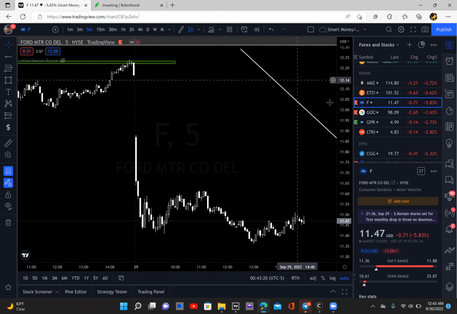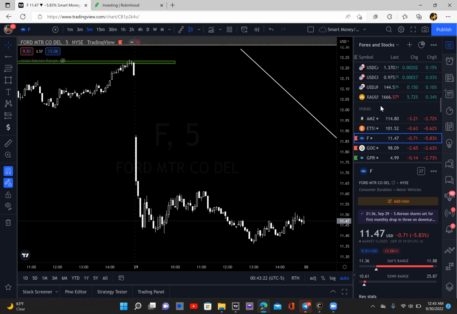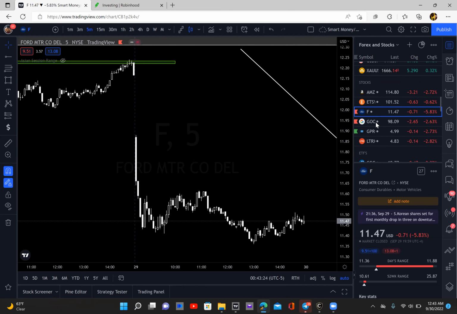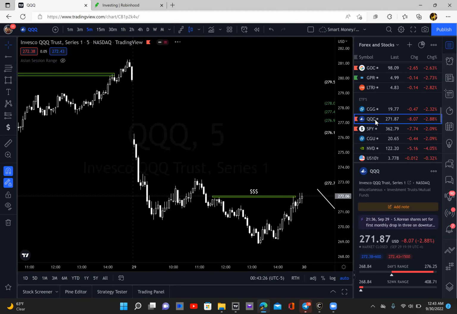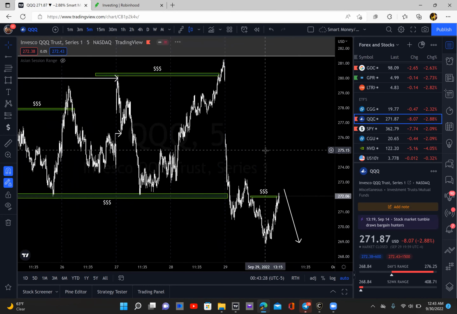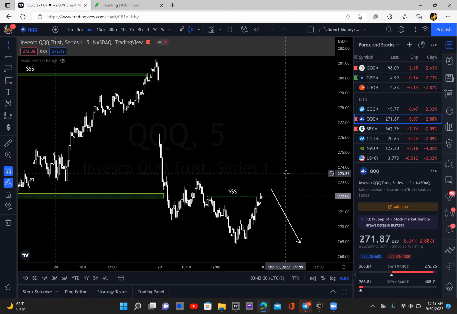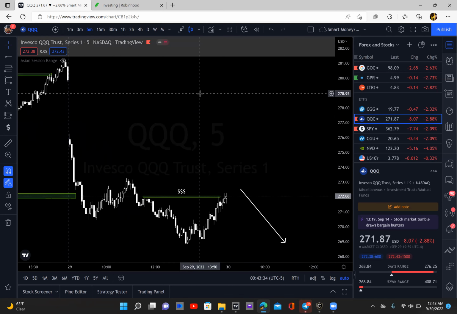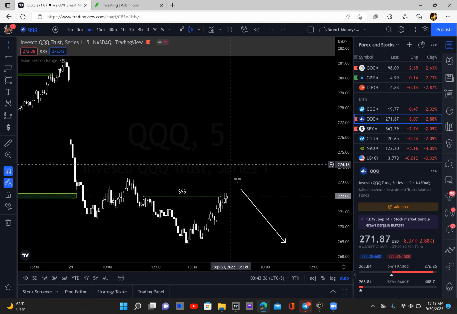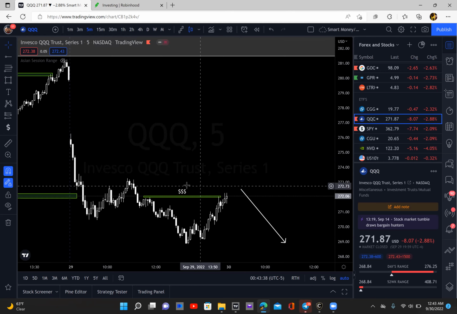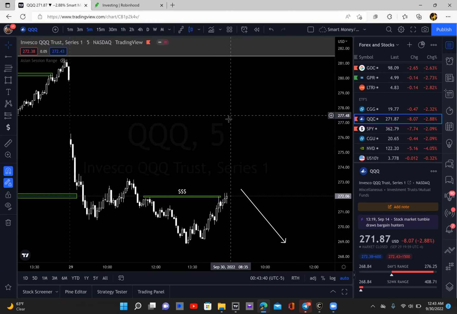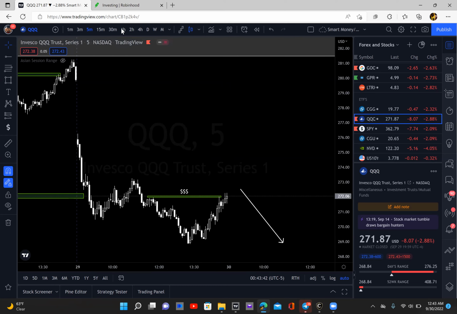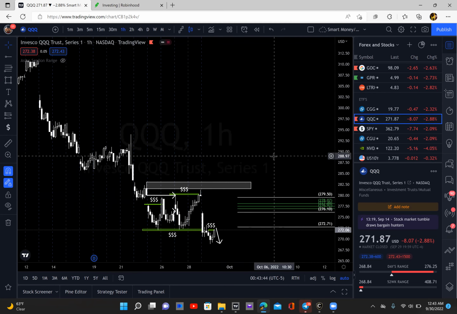All right, and the triple Q. I think I deleted the triple Q setup. No, I didn't. So I'll be looking at triple Q to probably come down, either from this zone right here, or I may come up and fill this gap and then drop. We'll see. All right.